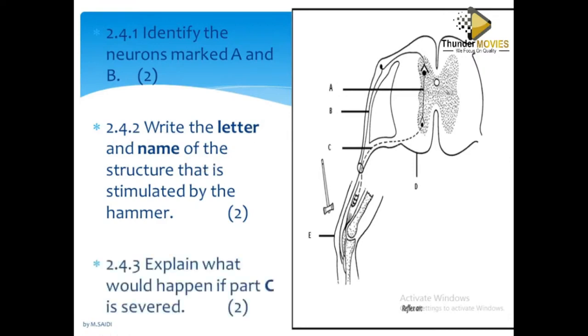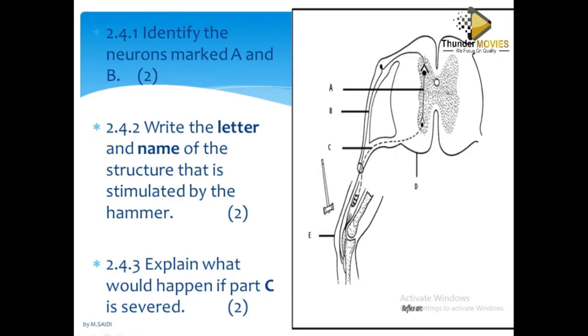Explain what would happen if C is severed. What will happen if C is damaged? It's no longer working. Since it brings information from the central nervous system to the effector, it means that the effector won't receive the information. But the sensory neuron will be working, it will be taking the information to the central nervous system. Therefore, this individual will be able to feel the pain, but won't be able to react. For example, you have a muscle pull, you feel the pain, but you won't react. It means that the sensory neuron is working properly, but the motor neuron is not working.